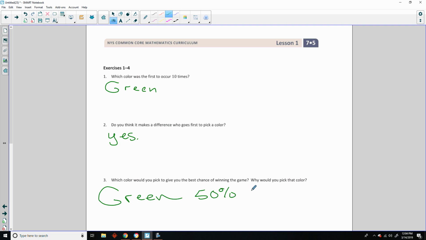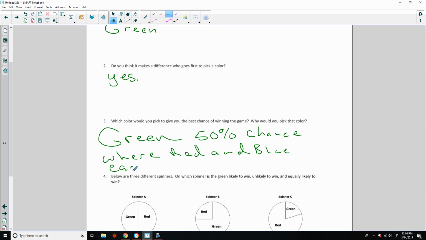50% chance of winning. Chance of getting green, where red and blue each had only a 25% chance.